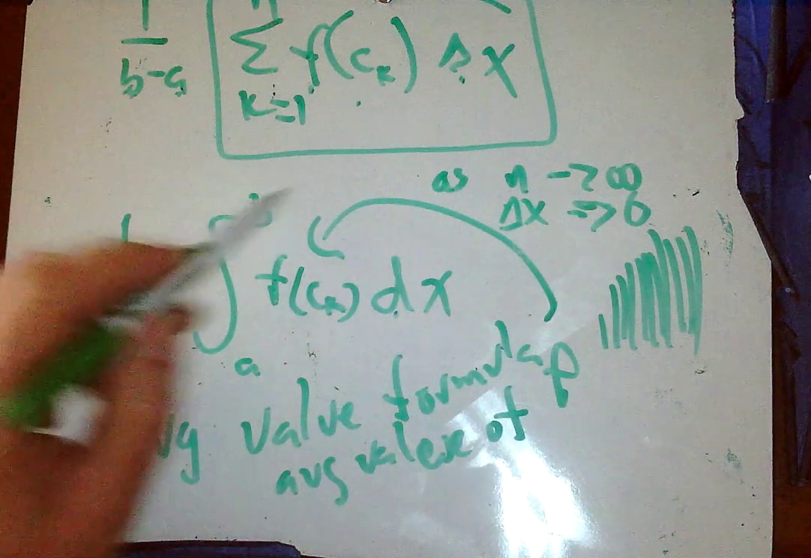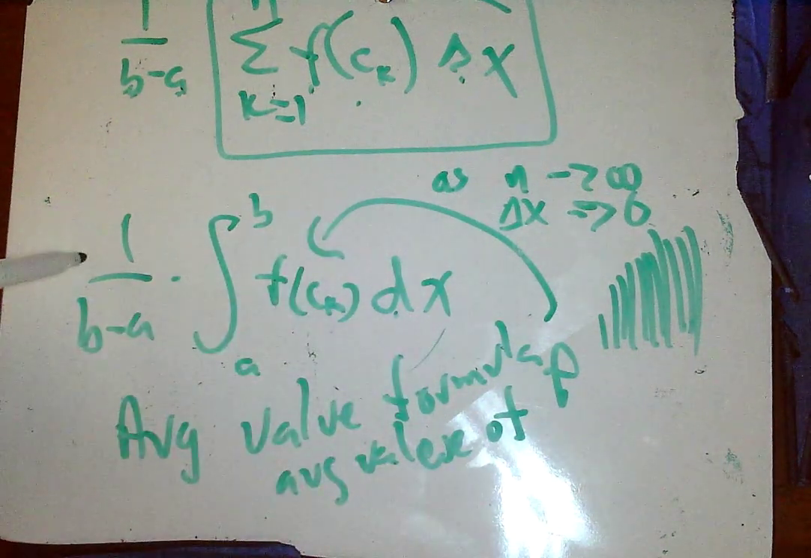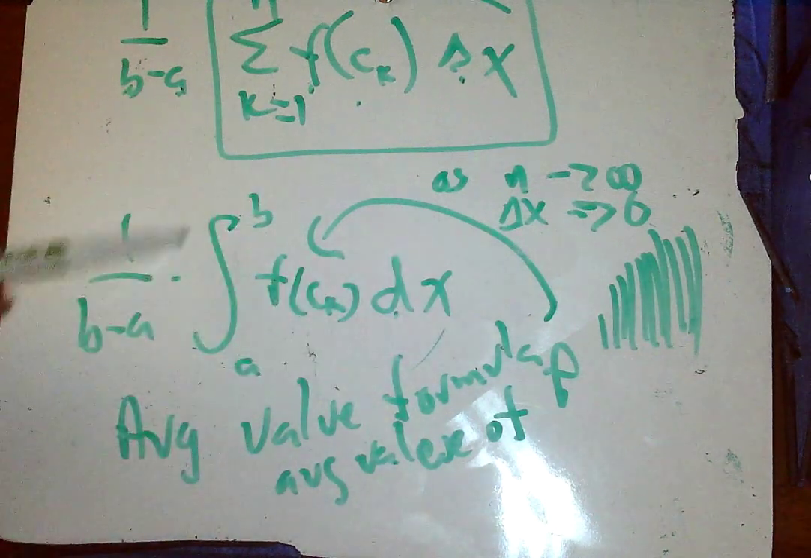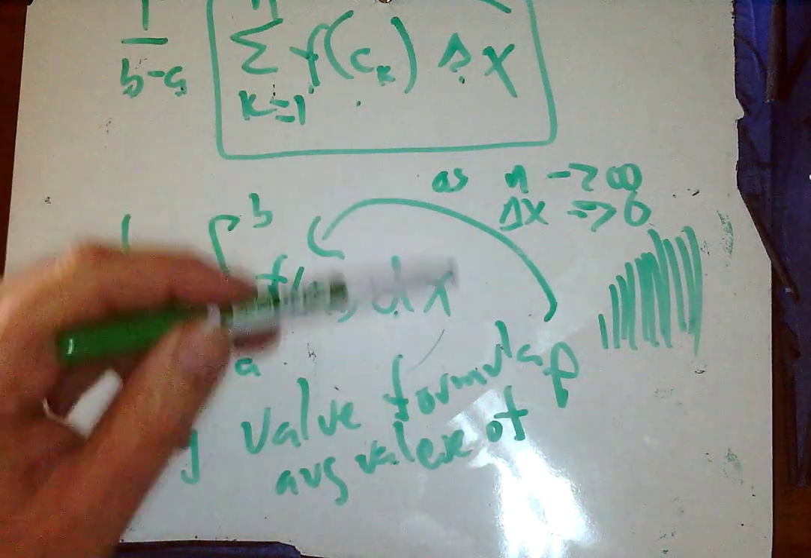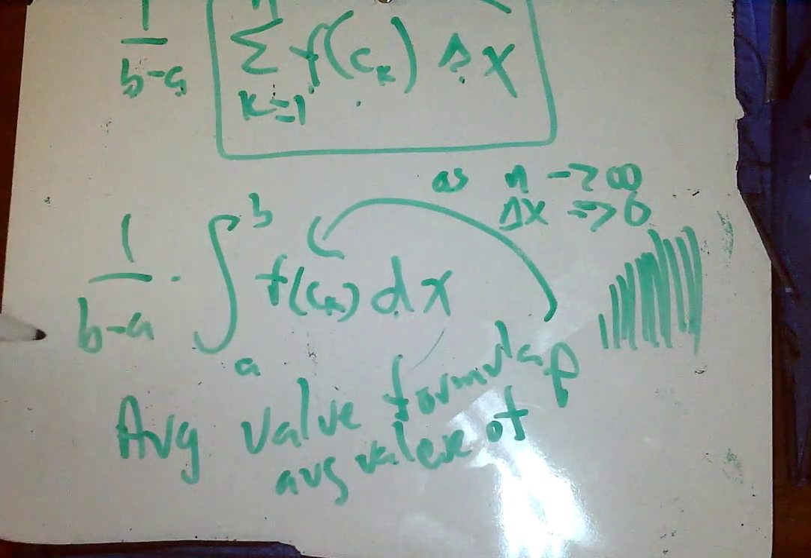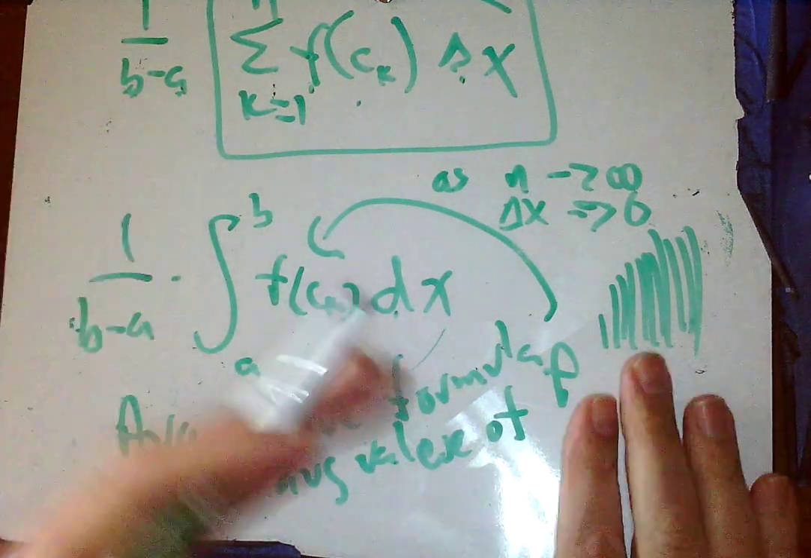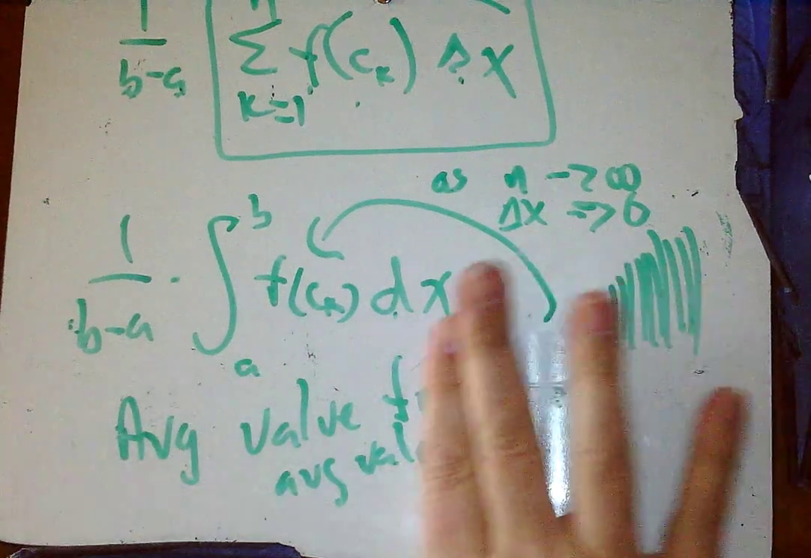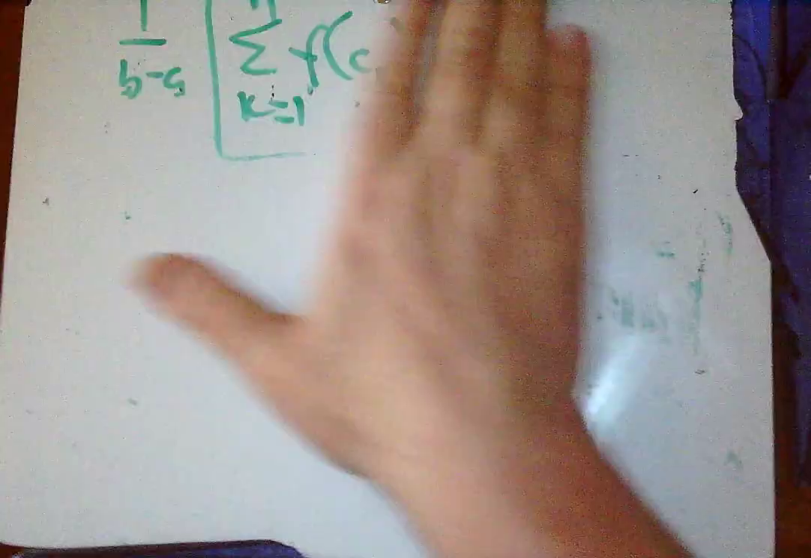Okay, so this integral, but look what we have over here. 1 over b minus a. So this gets me the total of all those numbers, and this divides those numbers by how many? Does it? No. It just divides by the interval over which I'm doing this. So I've got this nifty new average value formula.